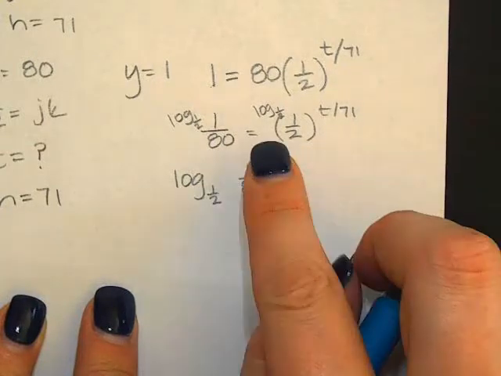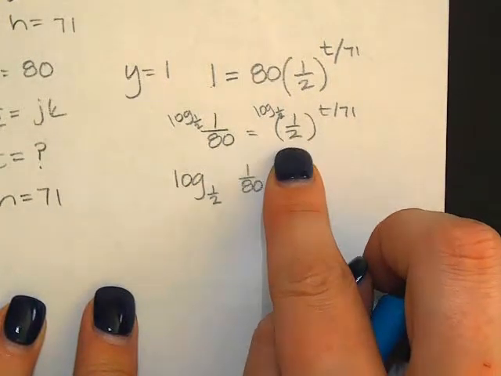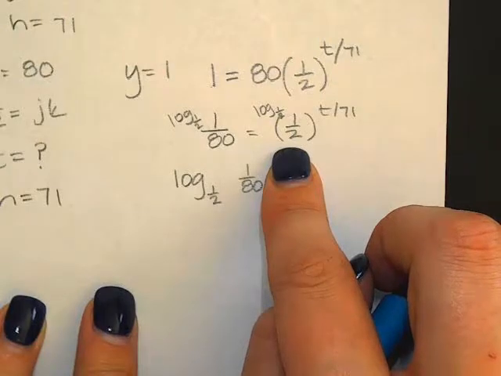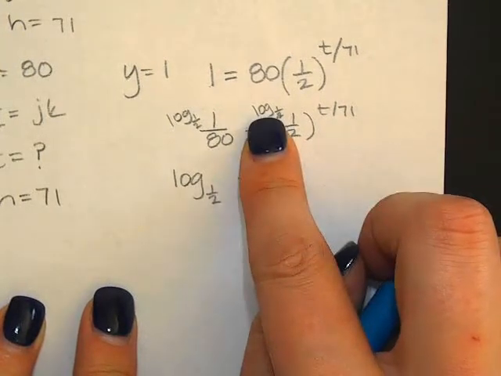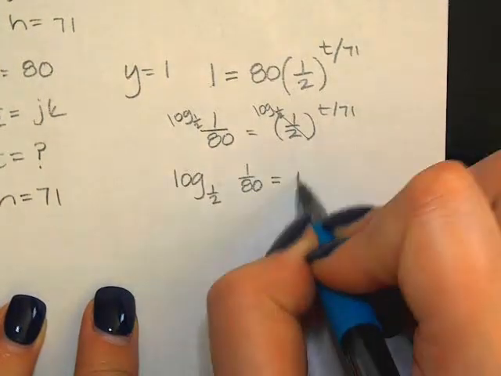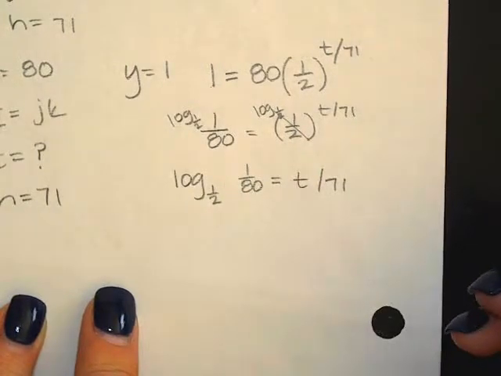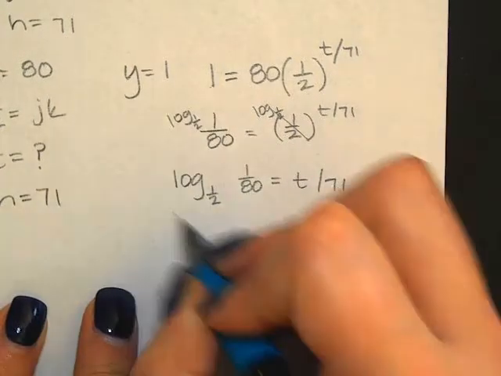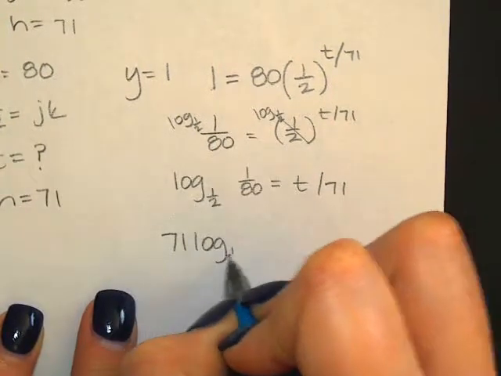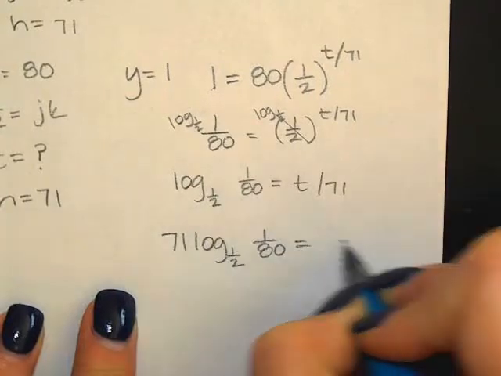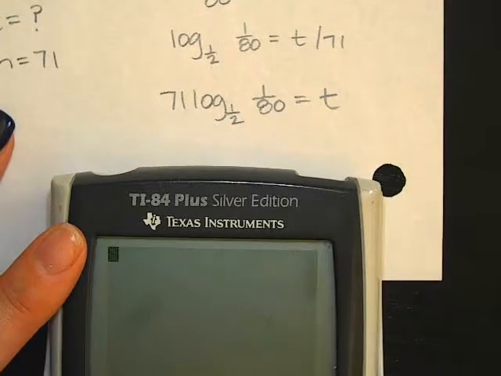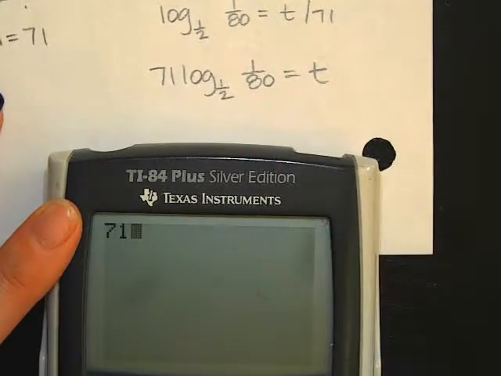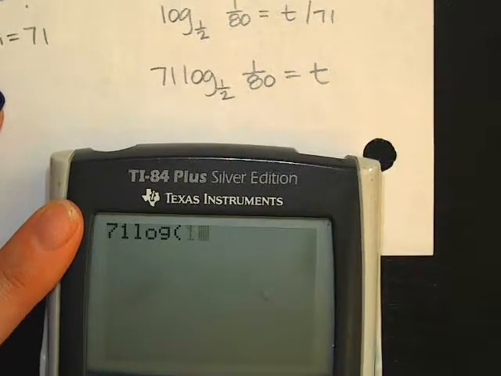So log base 1/2 of a base of 1/2 is, what happens? They're gone. So we get t over 71. And then what do we do? Take 71, multiply it to the other side. All right. So we type the 71 first. And then you new calculator folks are ready to go, but us old calculator folks are going to do log of 1 divided by 80 divided by log of 1/2.